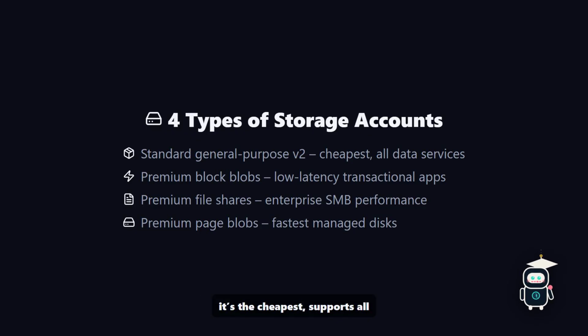It's the cheapest, supports all data services, and is feature-rich enough for nearly every general workload. For performance-sensitive situations, you switch to premium tiers. Block blobs for low-latency transactional apps. File shares when you need enterprise SMB performance, and page blobs that underpin the fastest managed disks. The decision boils down to cost versus per millisecond performance needs.